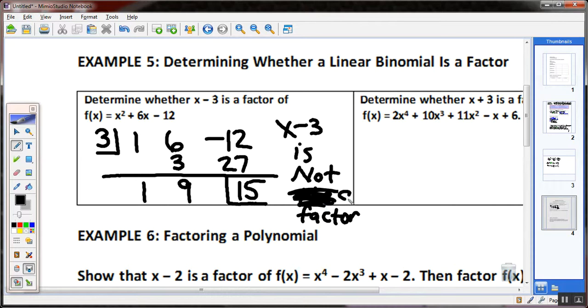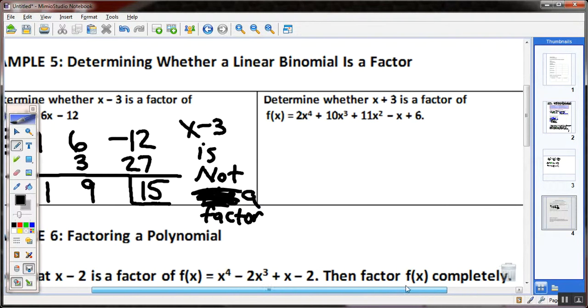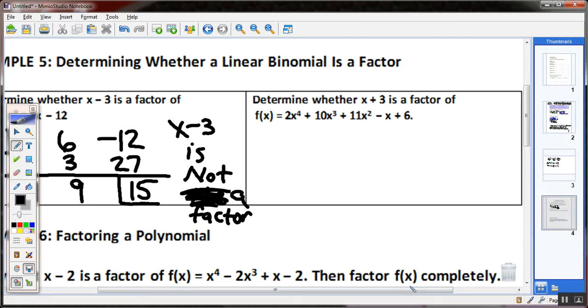Let's try the next one. In fact, you guys try the next one. It wants to know whether x plus 3 is a factor of this mess right here. Quick question, what's the k value in this? Go.